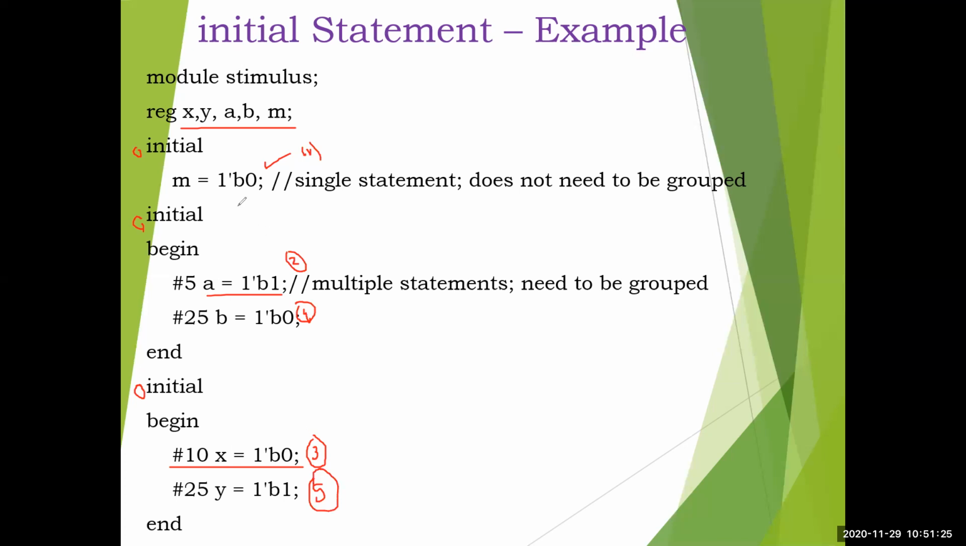See here, this initial block completed first, this block completed second, and this block completed last, independently. But they started at the same time, and depending on the delay in the program or the number of statements in the program, they have executed independently. So this is the idea to show you here. The same thing only I will elaborate now.